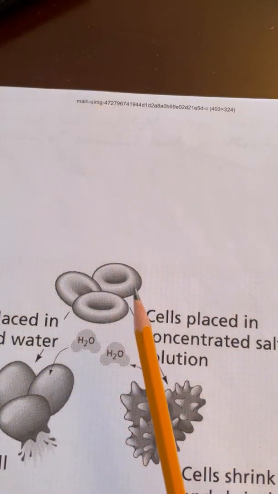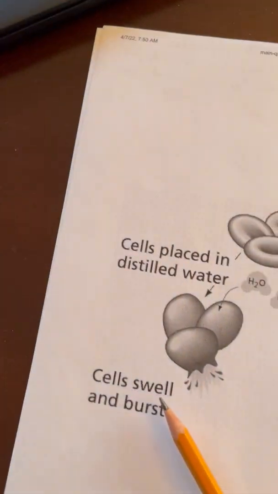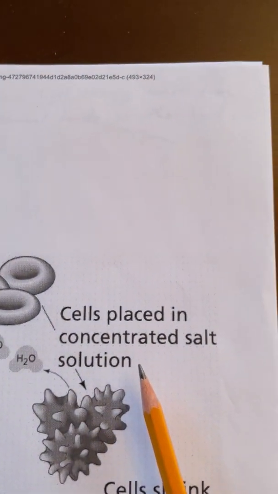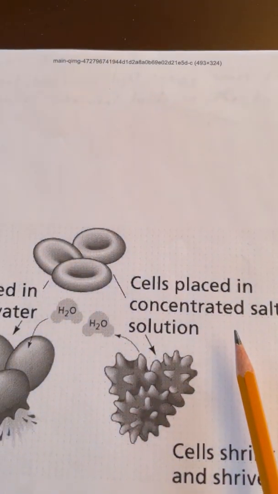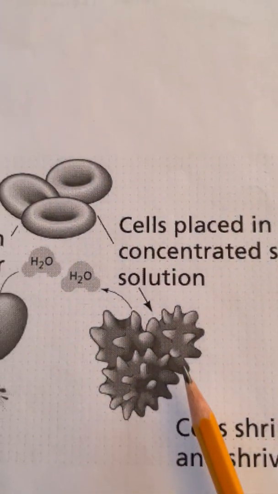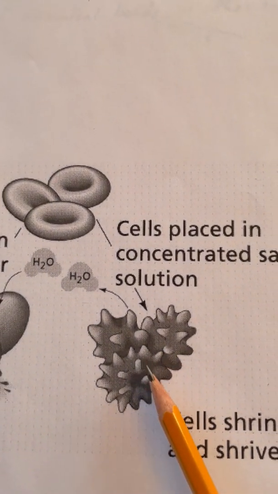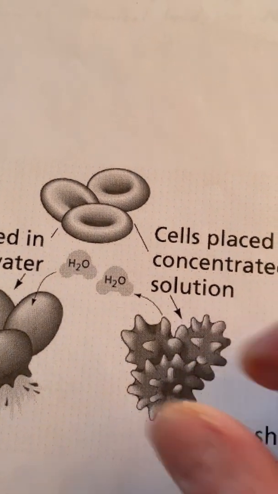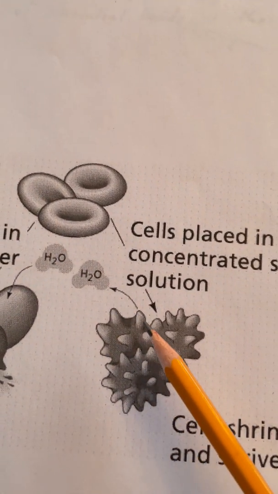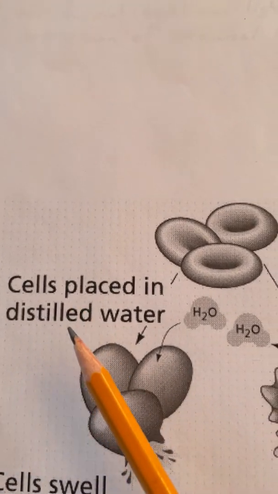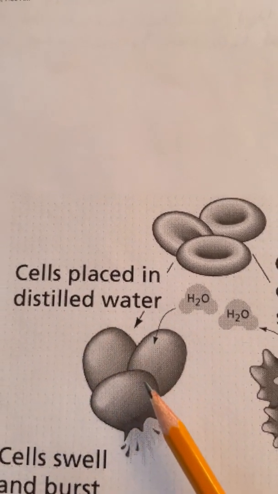When we take the red blood cells and put them in salt solution, cells placed in concentrated salt, meaning there's lots of salt, they shrink up. They shrivel or shrink up. That's what this is supposed to be showing you with the evaginations here, the projections coming out. The cells themselves are shrinking up. Water goes out. See the water? Water molecules go out.